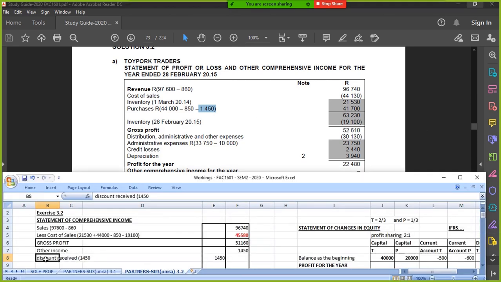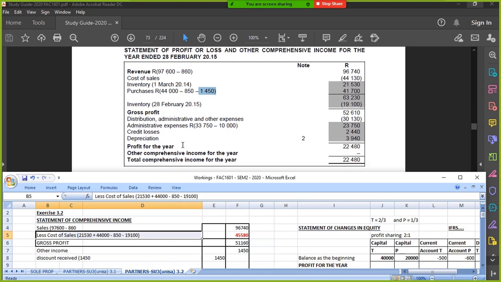Right, I did mention that earlier, which was a consideration. So UNISA tends to put everything under cost of sales, okay, instead of splitting it and showing it separately. So do it the way that they've done it in their workings, because chances are they're probably going to have that in their solution. All right, so just remember to take off the discount received from the purchases, okay, because it affects your creditors. All right, and then you've got the closing stock, that's fine.